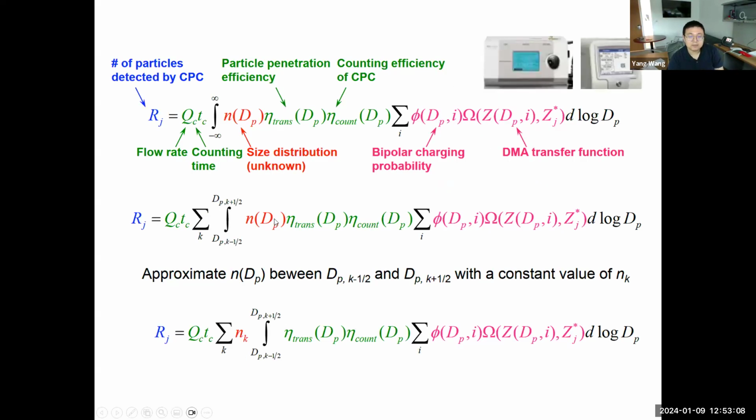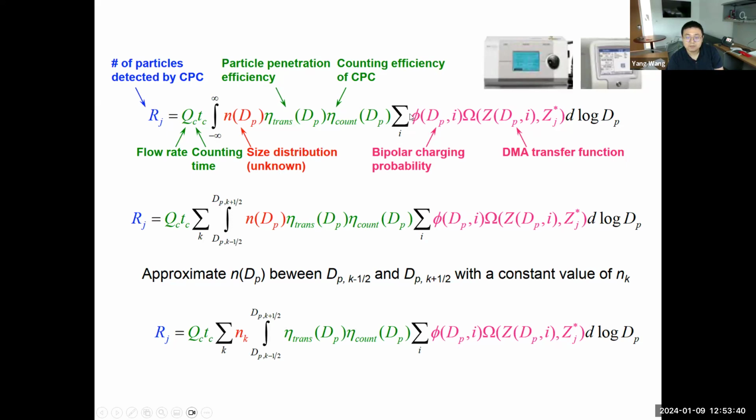So to consider this entire process here, now we can understand that the response of the CPC basically just gives you the concentration of particles that are at the exit of the DMA. But this concentration is really dependent on the actual size distribution, which we don't know, and then the penetration efficiency of the particle, the counting efficiency of the CPC, the charging efficiency of the particle, and then the transfer function, right? This is a convoluted integral of all the different terms.